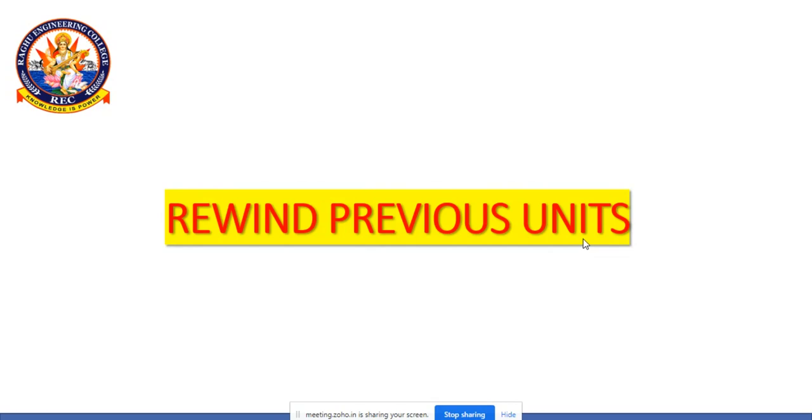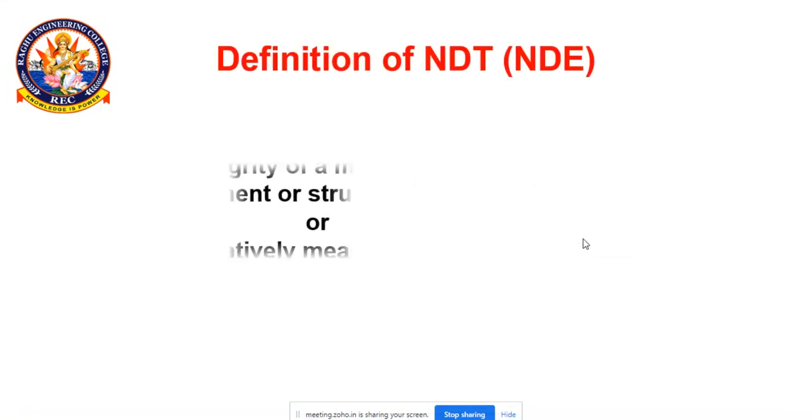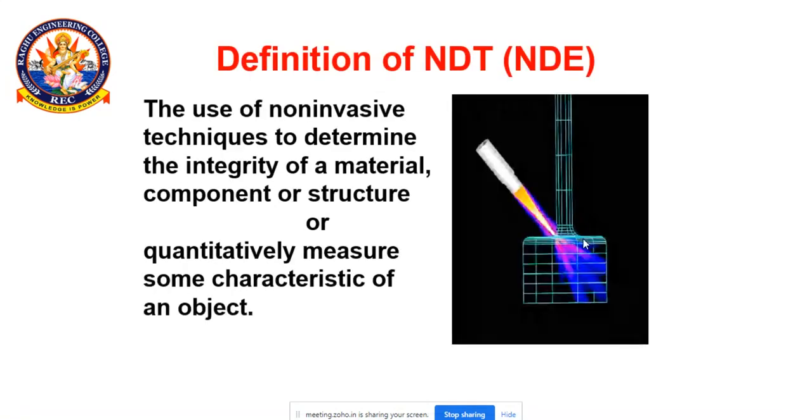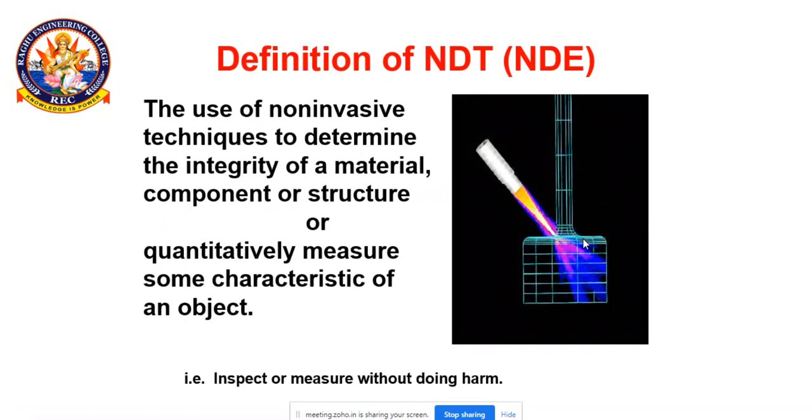So I think it is better to briefly recall the previous units. For this purpose, I already discussed the definition of NDT. What is NDT? Just a brief discussion. I want to skip these slides one by one very fast. So the definition of NDT is that it is a non-invasive technique to determine the integrity of a material, component, or structure.